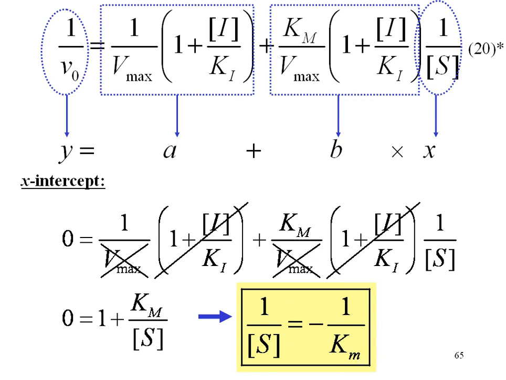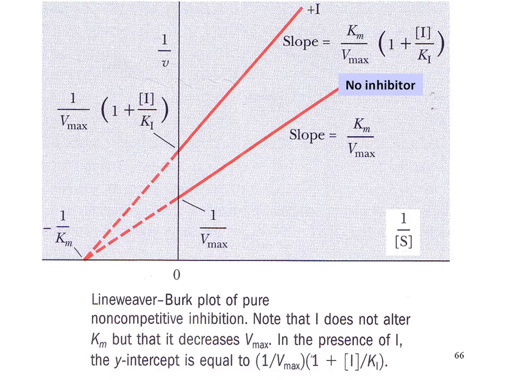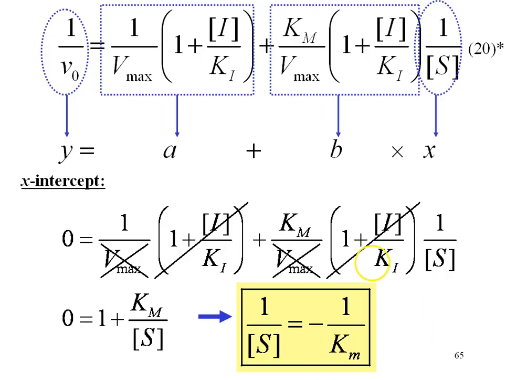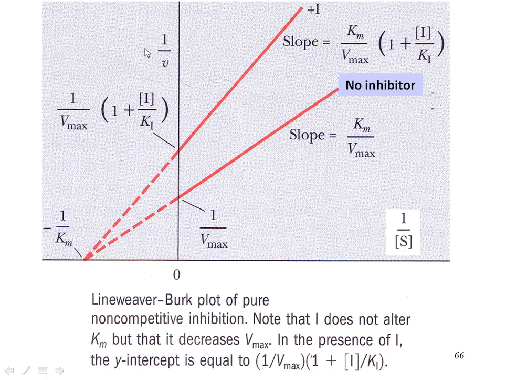So you just recover, in this case, the Michaelis constant directly by reading it from the plot. However, notice that the y-intercept, this one, is multiplied by alpha. It's 1 over Vmax multiplied by alpha. So the more inhibitor you have, the bigger the alpha and the bigger the y-intercept. So that's a characteristic of this kind of pure non-competitive inhibition.